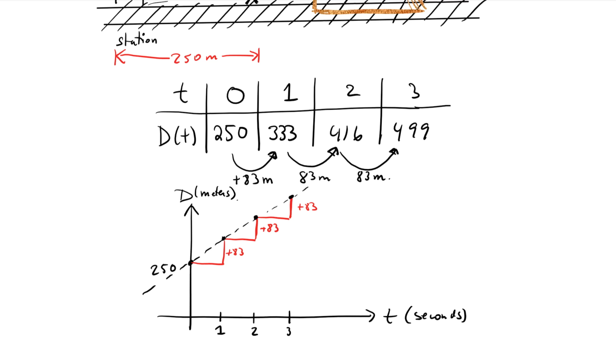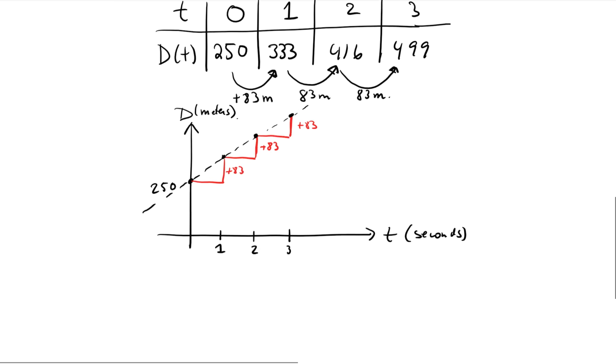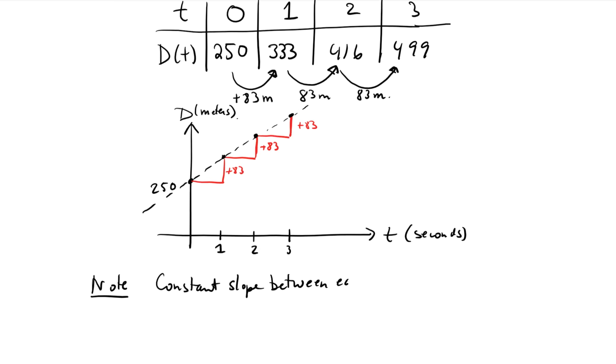And maybe we're going to write this down because that's kind of important. So note, we've got a constant slope between each point, because when we go forward by 1, it's always going up by 83. This means you've got a linear function.